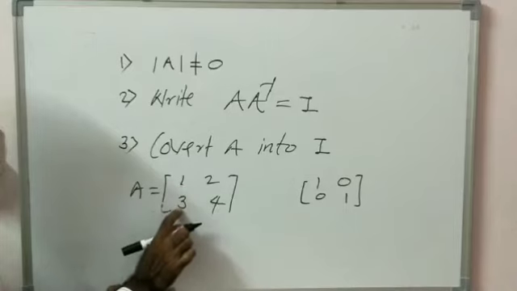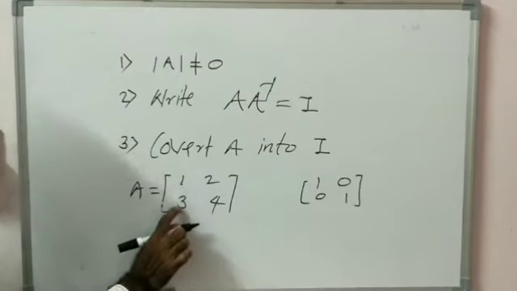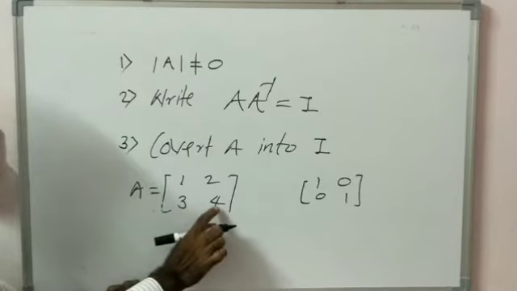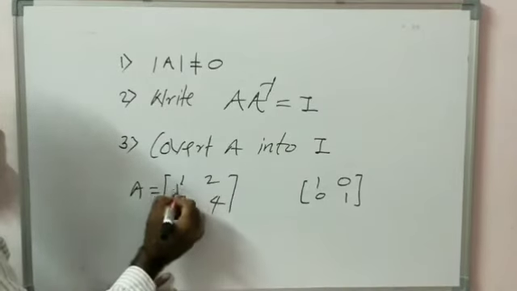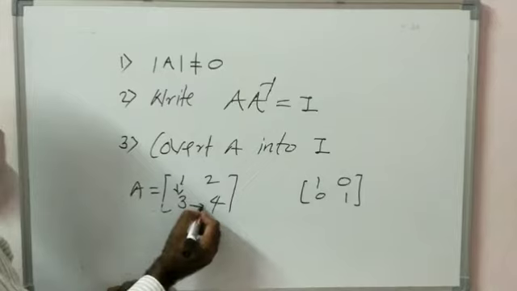Then in the same column, we convert this element into 0. Then in the second column, first convert this 4 into 1 and then this 0. Let's go by this sequence.